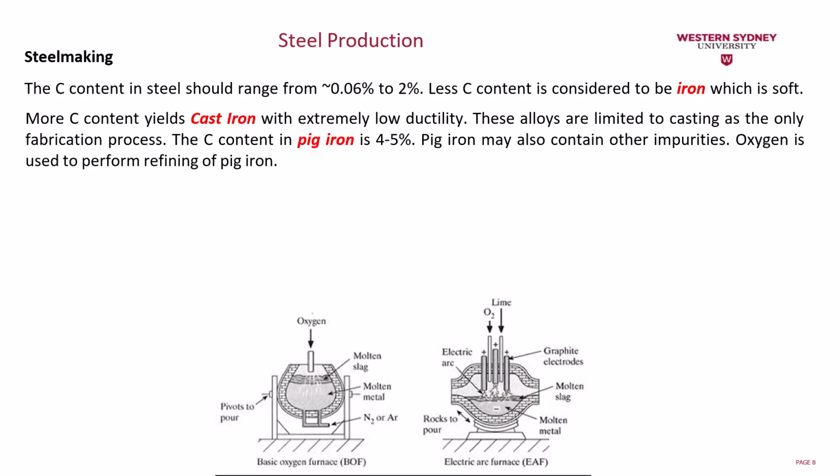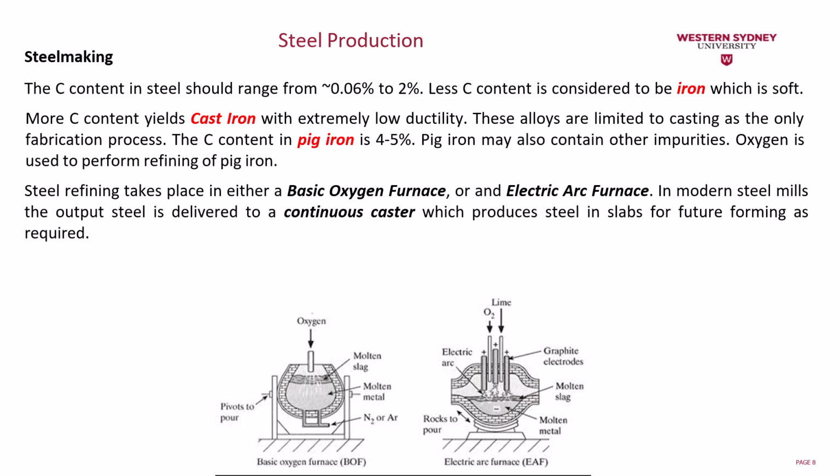The carbon content in the pig iron is about 4 to 5%. The pig iron may also contain other impurities. Oxygen is used to perform the refining of the pig iron. So steel refining takes place in either a basic oxygen furnace or an electric arc furnace.